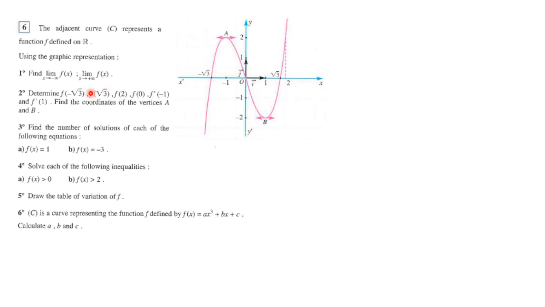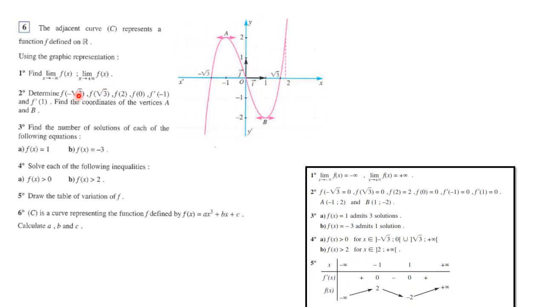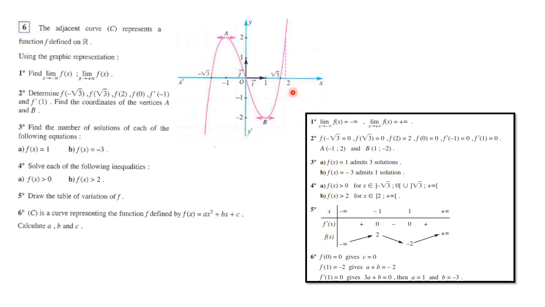Now we need to determine f of minus radical 3. It's 0 because it's on the x-axis. Also, f of radical 3 is 0. F of 2 is 2 and f of 0 is 0. Now f prime of minus 1 is 0 because it's a minimum, and you know at local minimum and local maximum the derivative is 0.